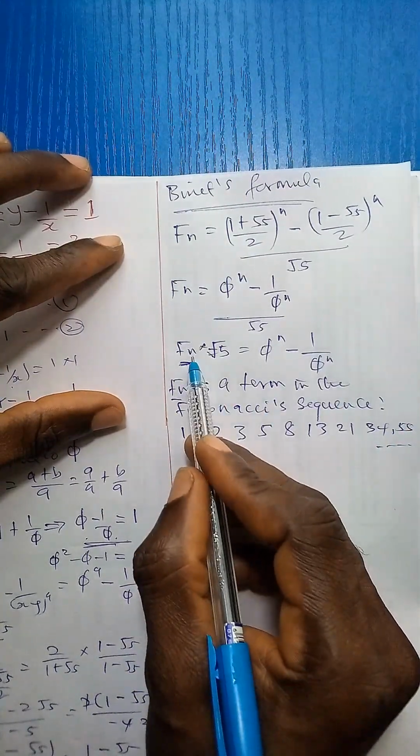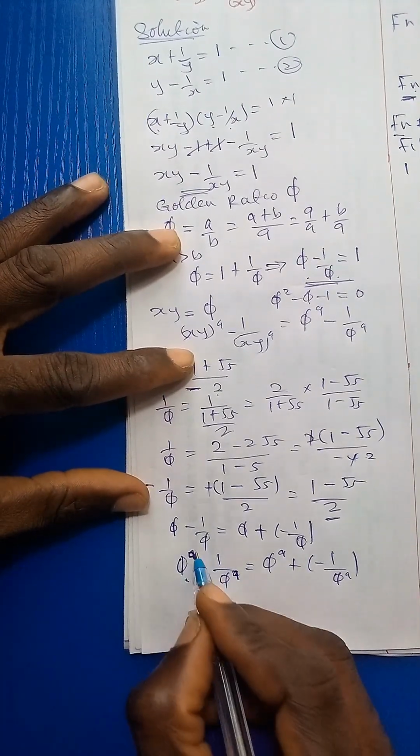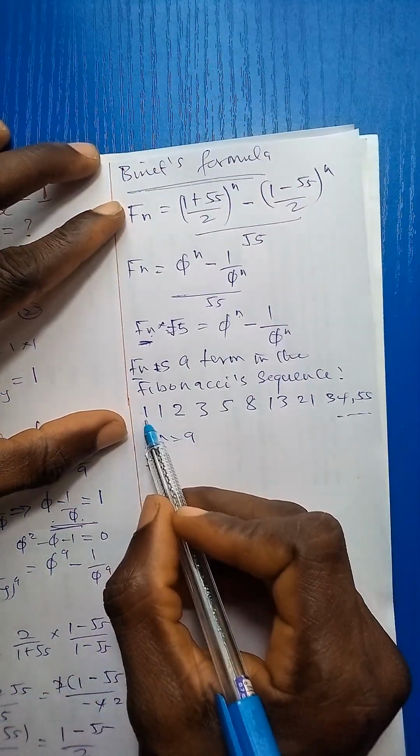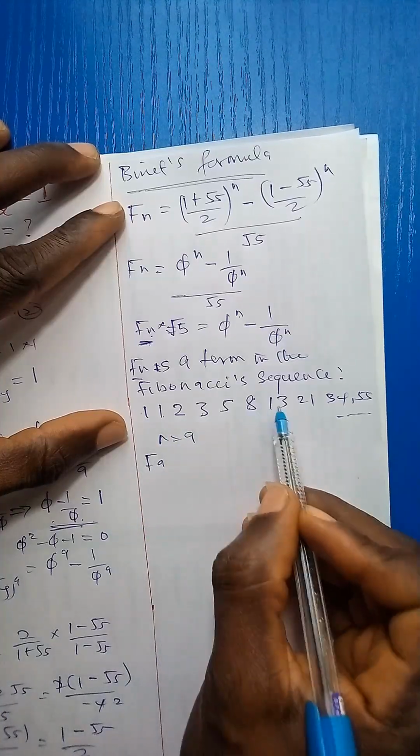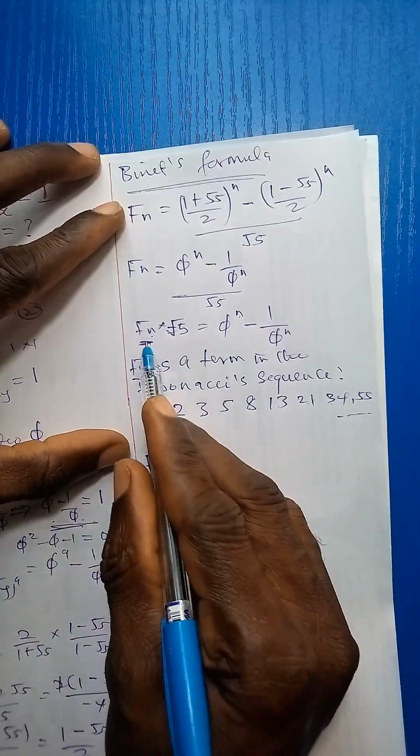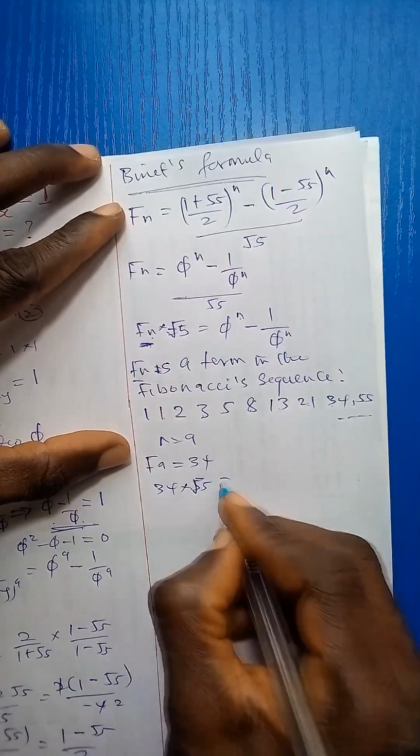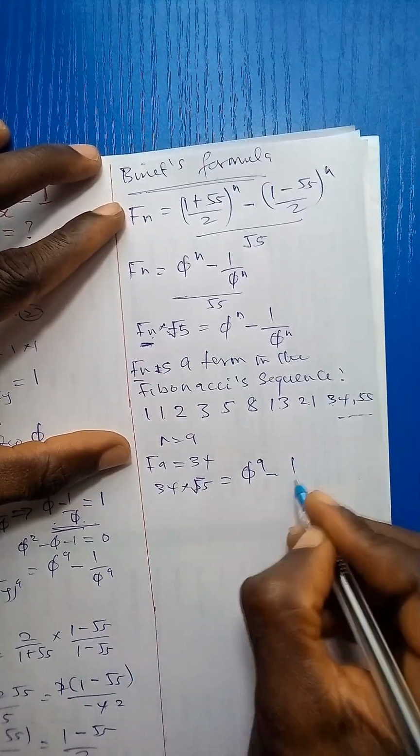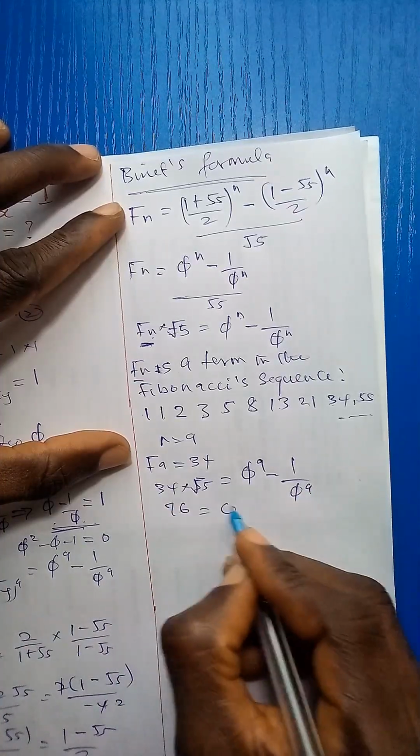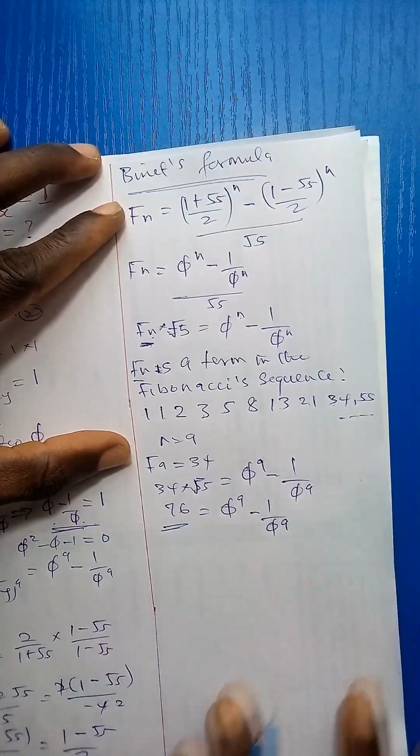Now, since we have n equal to 9 in the expression we are asked to find, it then means that F9 is the term that we are looking for. And if we count these terms, 1, 2, 3, 4, 5, 6, 7, 8, 9, F9 is 34. Therefore, I'll put 34 where I have my F sub n. So it becomes 34 times root 5 is equal to phi to the power 9 minus 1 over phi to the power 9. If I multiply this out, I'll get 76. So phi to the power 9 minus 1 over phi to the power 9 is equal to 76. And that solves the problem.